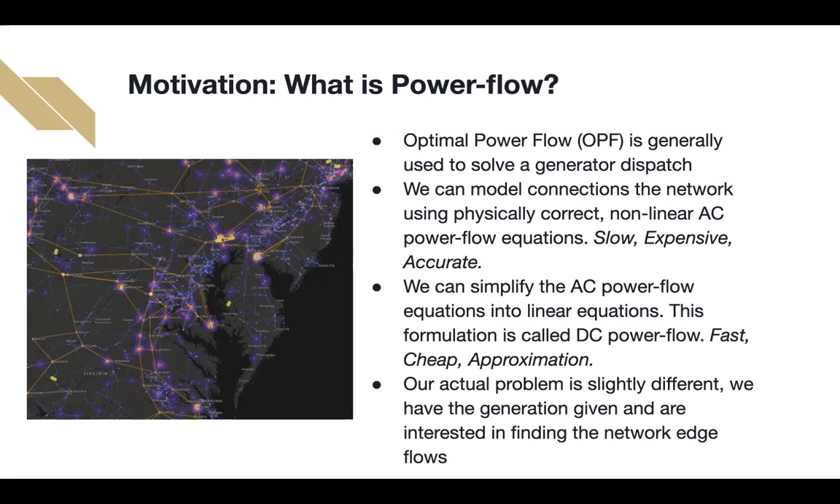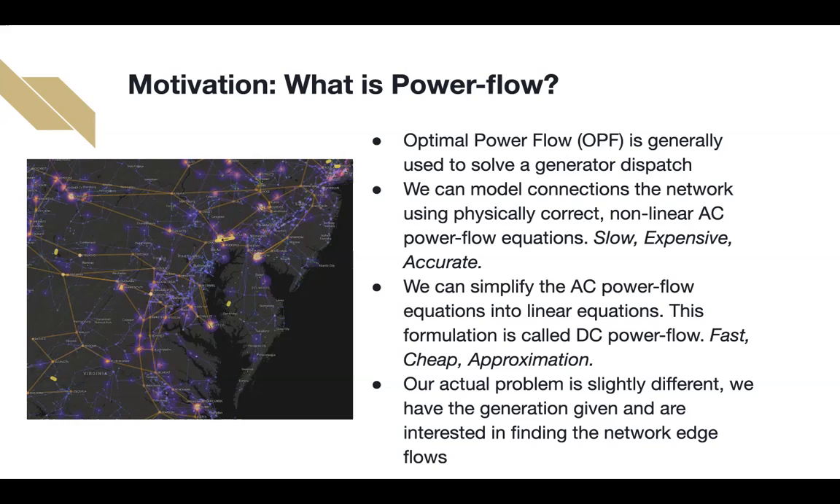And so we can model these physical constraints using nonlinear AC power flow equations. And so when we model it this way, we end up with a nonlinear, non-convex model that's slow and expensive to evaluate. However, the results are accurate. And so we can simplify those AC power flow equations into linear equations and call that approximation the DC power flow. And so since then the equations are linear, the optimization problem is convex, and therefore it is really fast and really cheap to evaluate. However, it's not as accurate. It's an approximation of the actual physical network behavior.